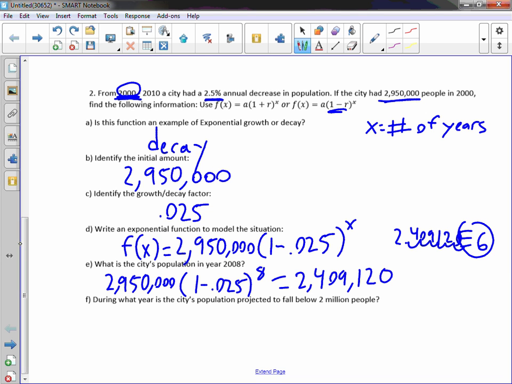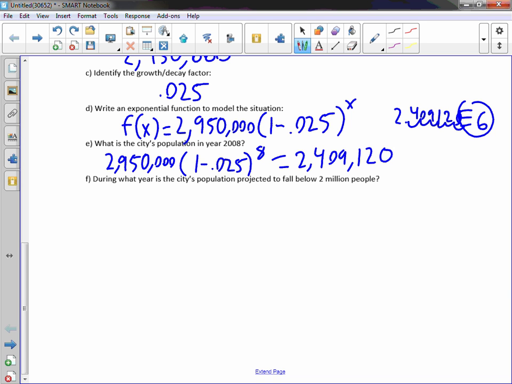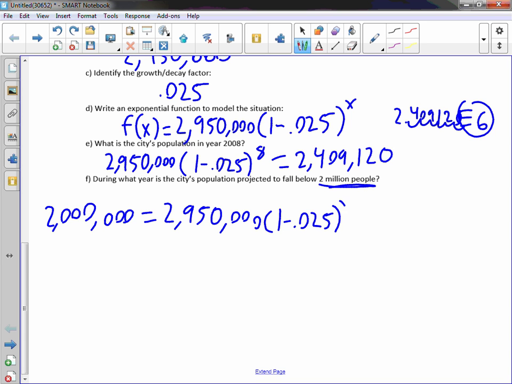And during what year is the city's population projected to fall below 2 million people? So the number of people is our y value, so we're going to plug 2 million in for y, and we're solving for x. Again, step 1 is get base and exponent by itself. So I'll divide that away.